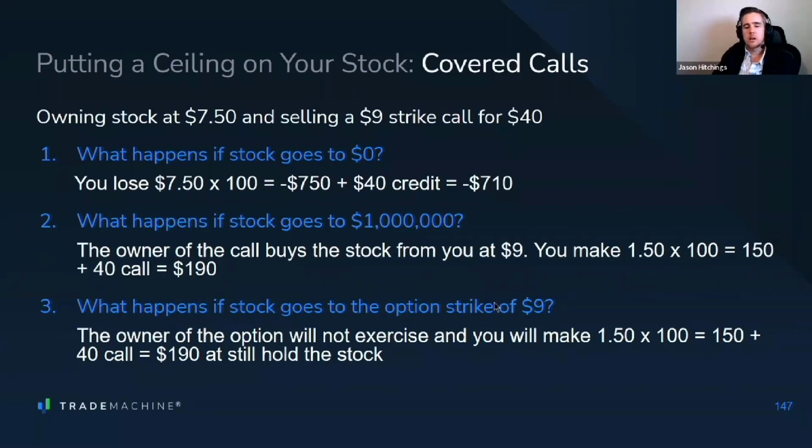Now, what happens if the stock lands right at the option's strike price? Well, it's actually the same thing in terms of profit and loss. You make 150 on the stock, you make 40 on the option. The difference is that you're going to still own the stock, because no one's going to exercise the option if it's the same price that they could just buy it at in their brokerage.